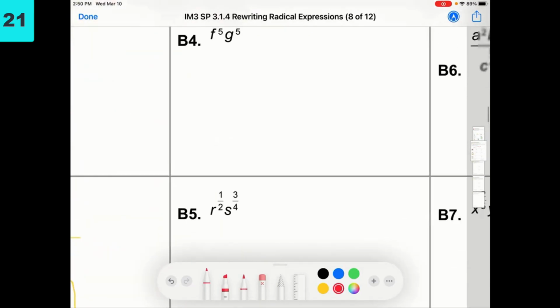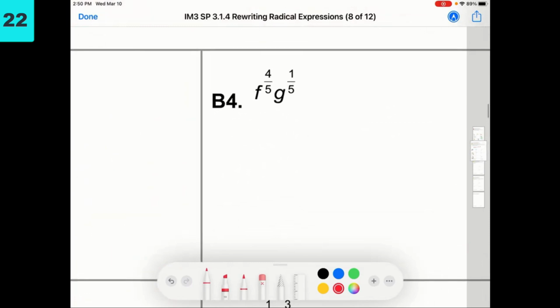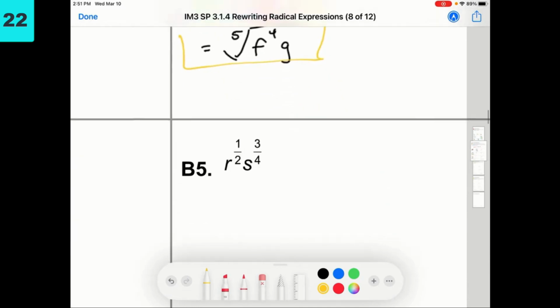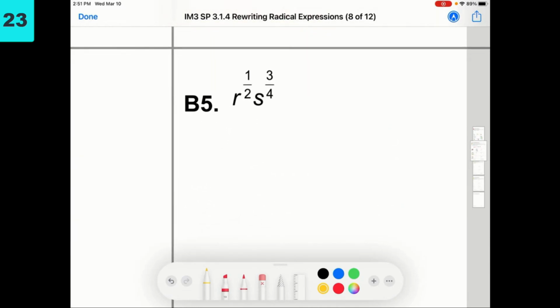Let's go to B4. Okay. Super nice. They all have a denominator of 5, so that becomes my root, or my index. This is going to be f to the 4th power, and I have here g to the 1 power. And again, you don't have to write that one. So your answer is going to be the 5th root of f to the 4th times g. Box your answers.